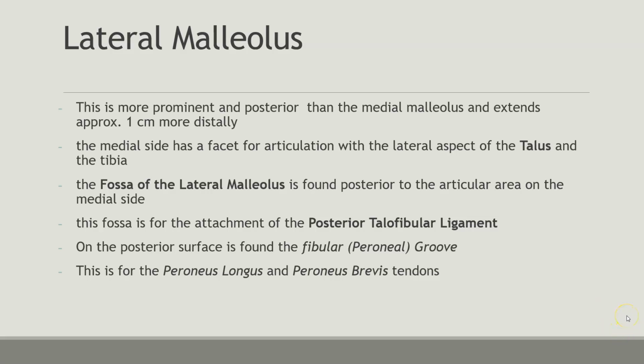On the medial side of the lateral malleolus, as I said, there is a facet for articulation with the lateral aspect of the talus, which is a bone very much associated with the ankle joint and the foot, and the tibia. The fossa of the lateral malleolus is found posterior to the articular area on the medial side. This is a groove as well for a muscle.